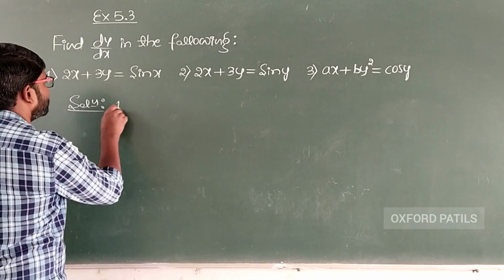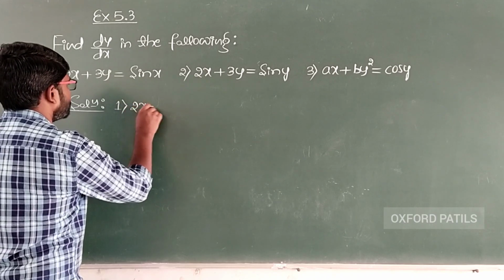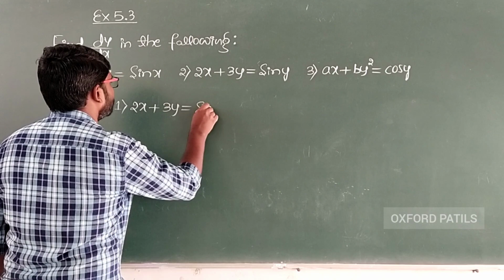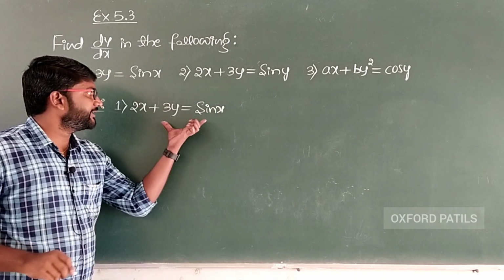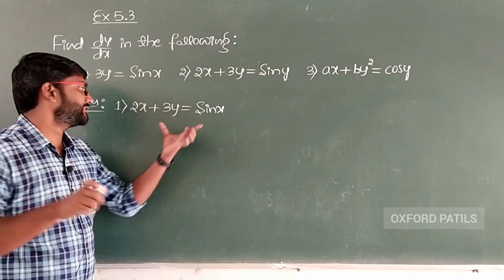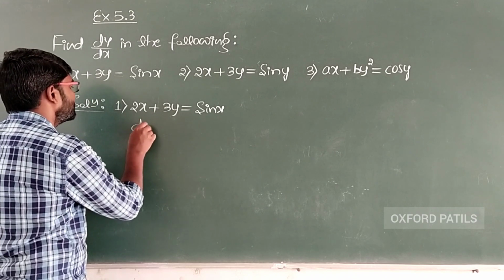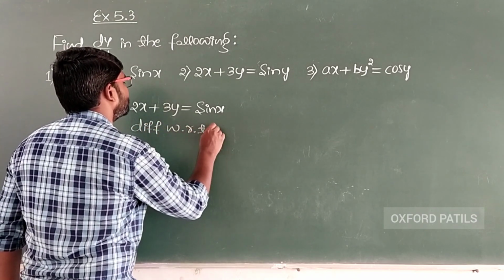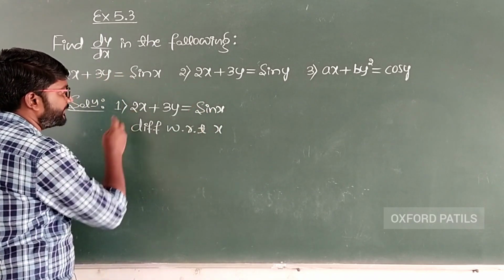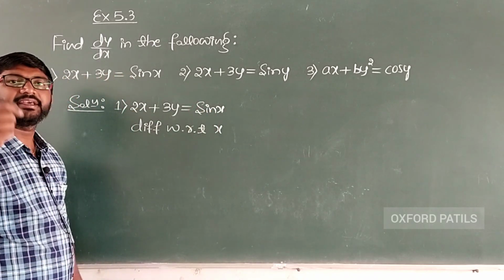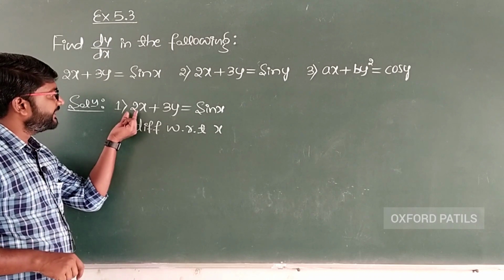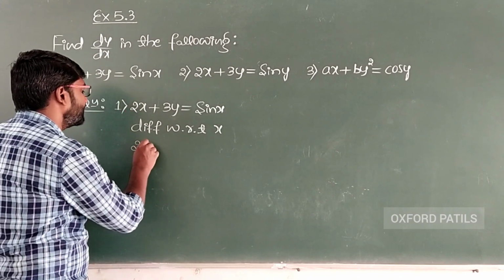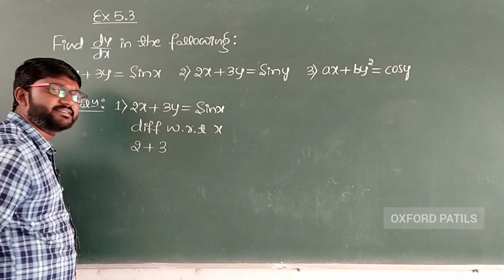Write the given function as it is, 2x plus 3y which is equals to sin x. Now differentiate both the sides with respect to x. So differentiating with respect to x, what is the derivative of 2x? D by dx of kx will be k. So here k is nothing but 2. Derivative of 2x will be 2 plus 3, write it as it is. Again it is a constant.